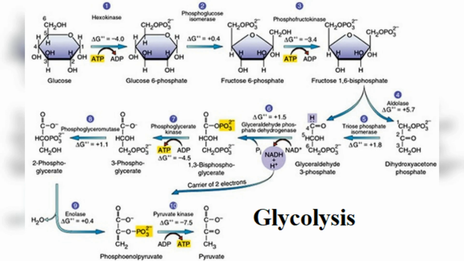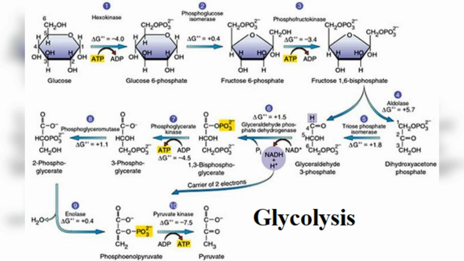Energy payoff phase. The second phase of glycolysis, the energy payoff phase, produces 4 molecules of ATP, 2 molecules of NADH, and 2 molecules of pyruvate. In the first reaction of this phase, fructose 1,6-bisphosphate is cleaved into 2 3-carbon molecules, glyceraldehyde 3-phosphate and dihydroxyacetone phosphate, by the enzyme aldolase. Dihydroxyacetone phosphate is then converted into glyceraldehyde 3-phosphate by the enzyme triose-phosphate isomerase.